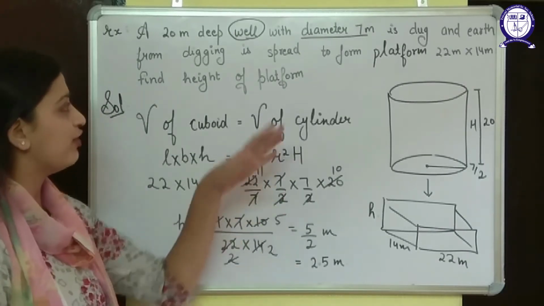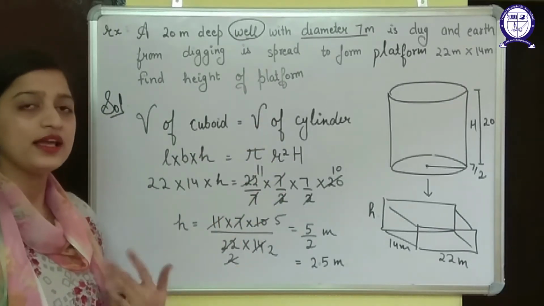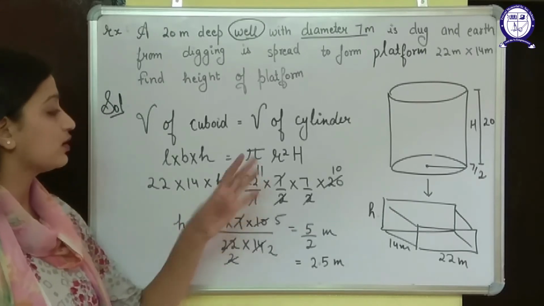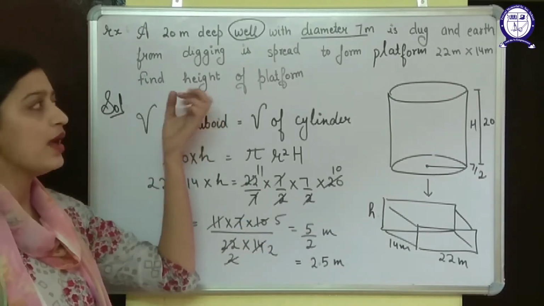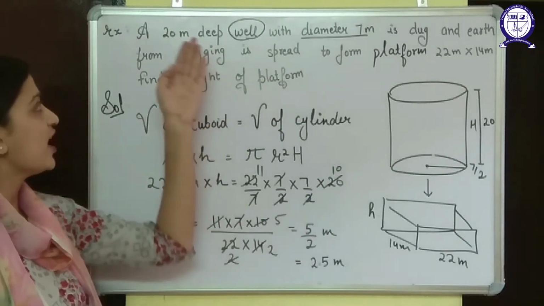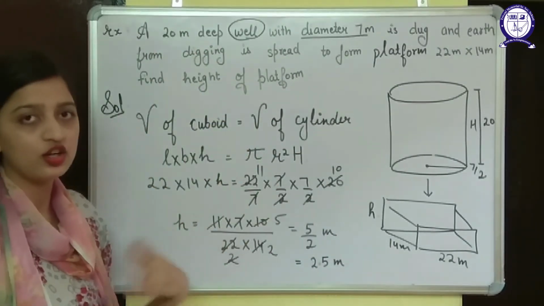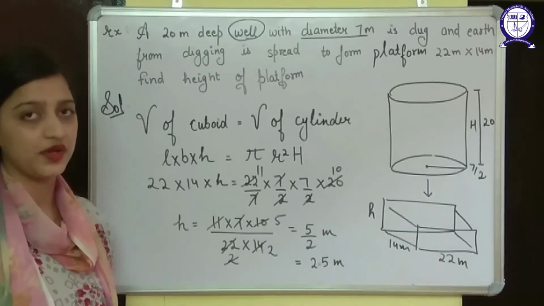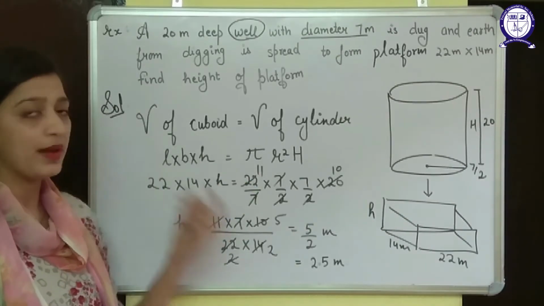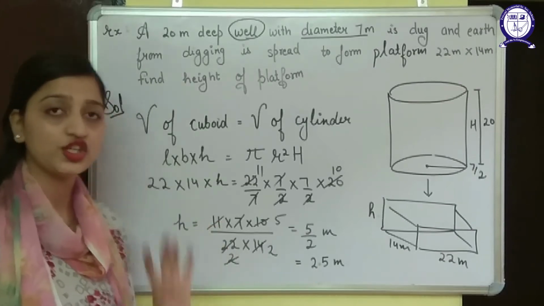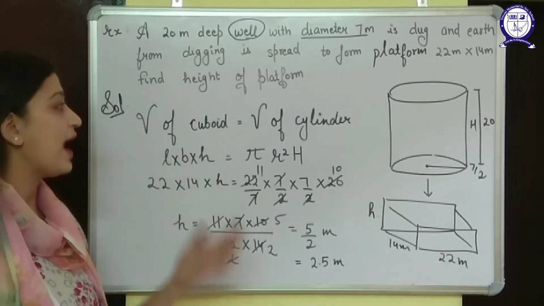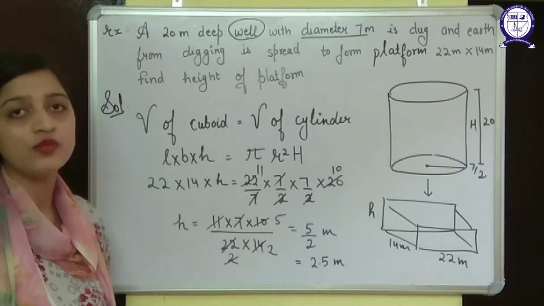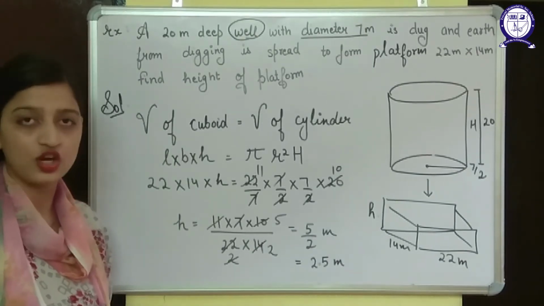Okay, this was again a very simple question in which the cylinder is changed into a cuboid and I need to find the height of the cuboid. In this question, they can also give you the height of the platform and will ask for anything else such as what is the height of the cylinder or what is the radius of the cylinder. They can ask anything in the question, but you need to remember that this is the question of conversion, so volume will be equal and you need to remember the formulas of the volume of all the solids.